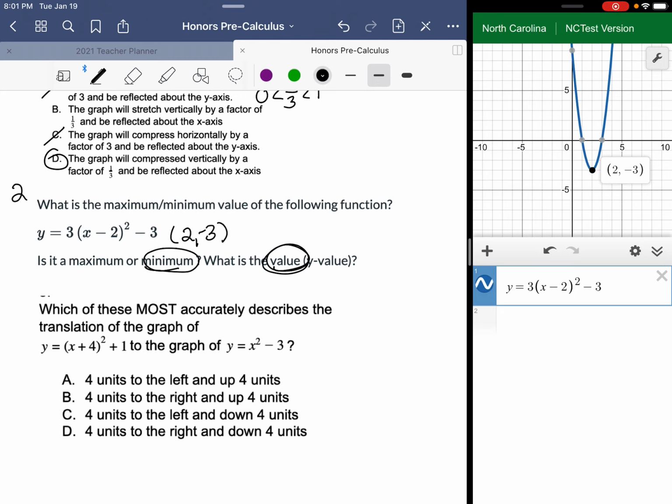But it asks me what is the minimum value. So when we talk about the minimum value, we're going to focus on the y value. That's how low is my graph going. So my minimum value is going to be -3.